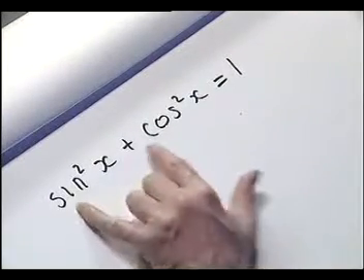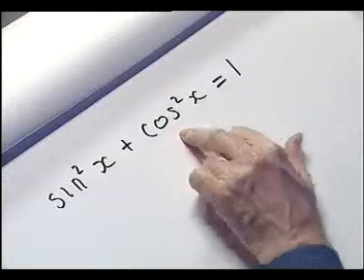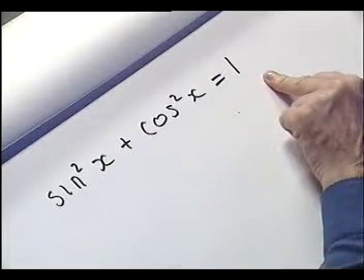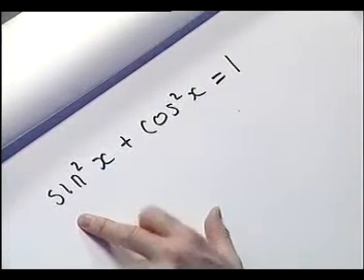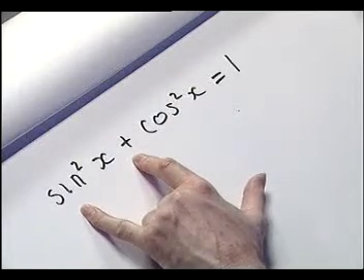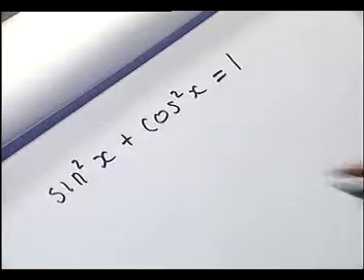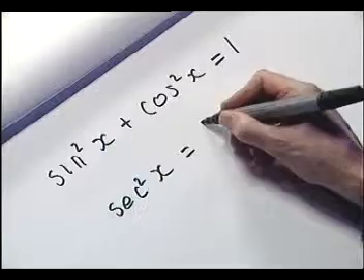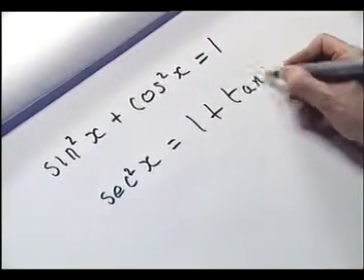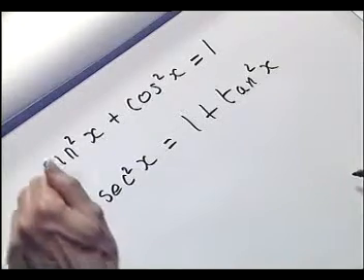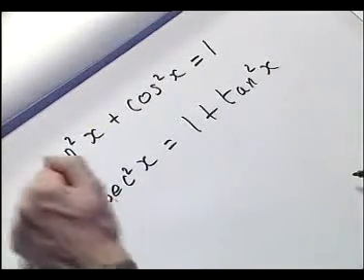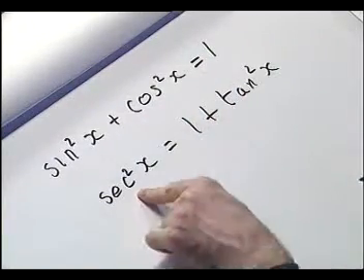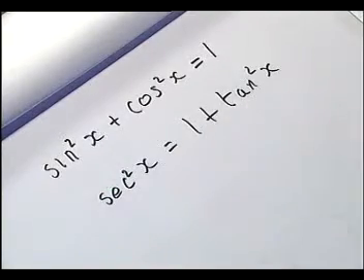So, the first one is sine squared of x plus cos squared of x is 1. This is true for all values of x. The second one we derive from this one. How we derive it doesn't matter at the moment, but what it tells us is that sec squared x is equal to 1 plus tan squared x. So these are the 2 identities that I'm going to be using. Sine squared x plus cos squared x is 1, and sec squared of x is 1 plus tan squared of x.